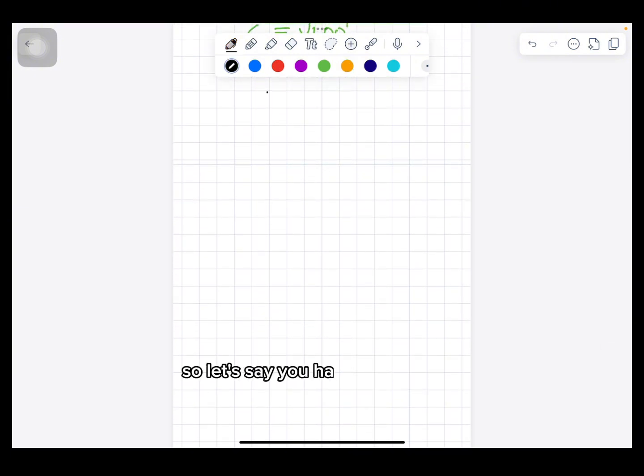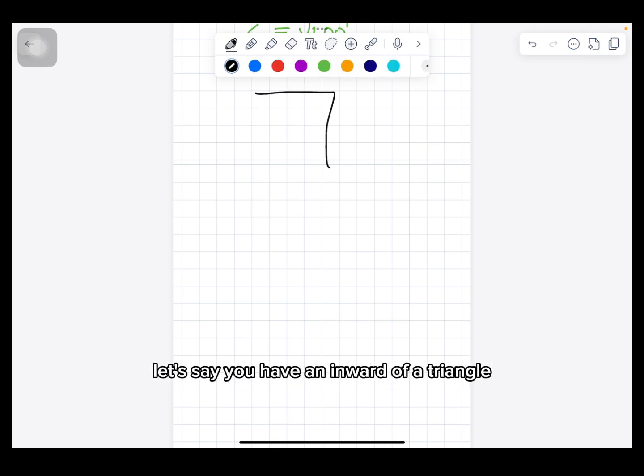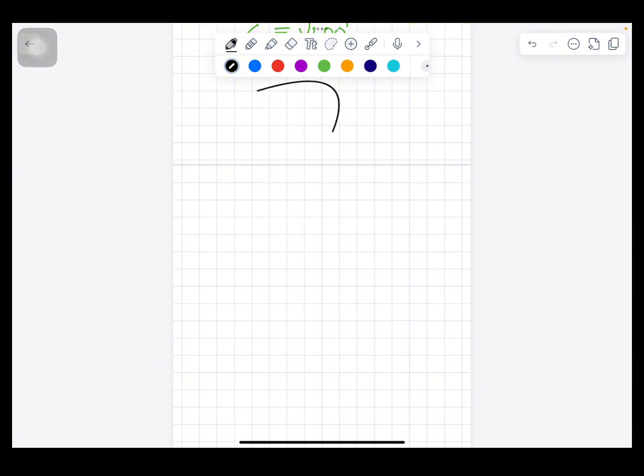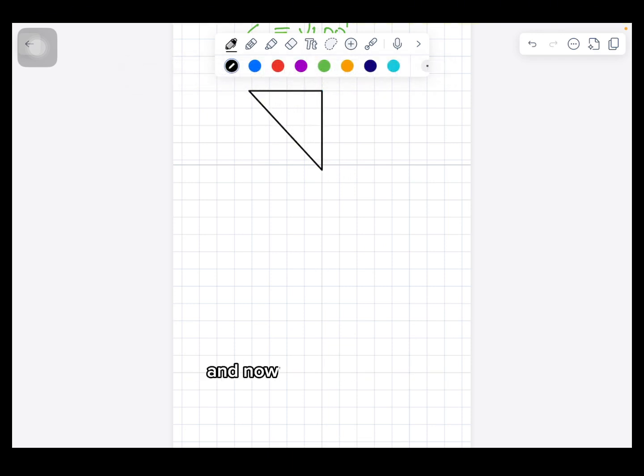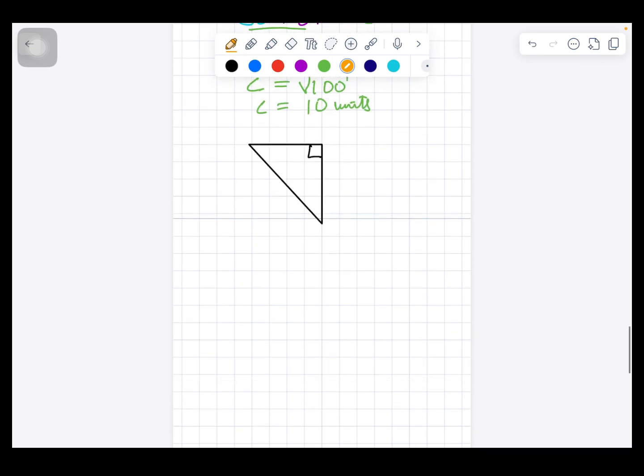So this time, let's say we have an inverted triangle. So we have an inverted triangle, and now we have a rectangle up here. And you think it's the same as the previous question? Yeah, it is actually the same as the previous equations.